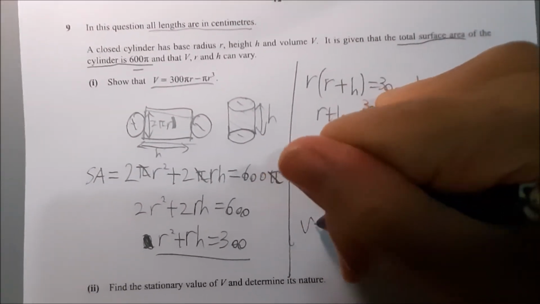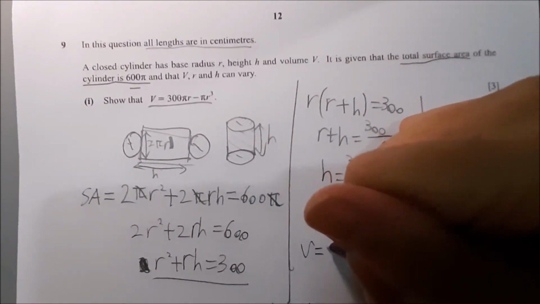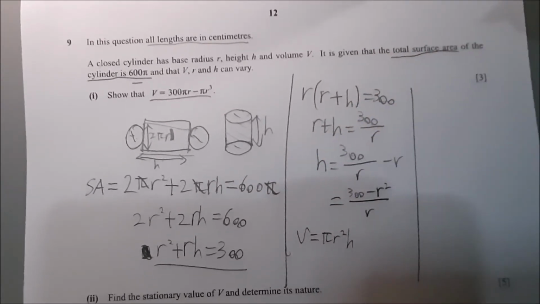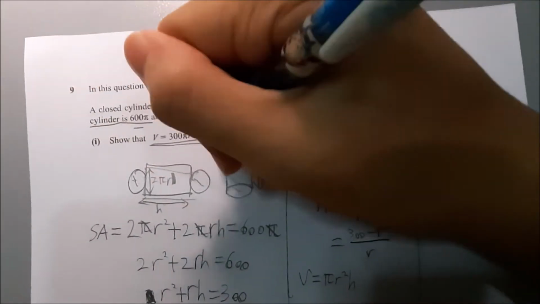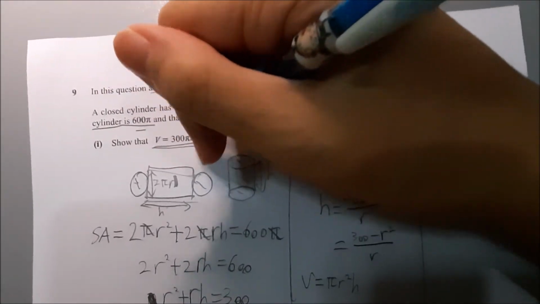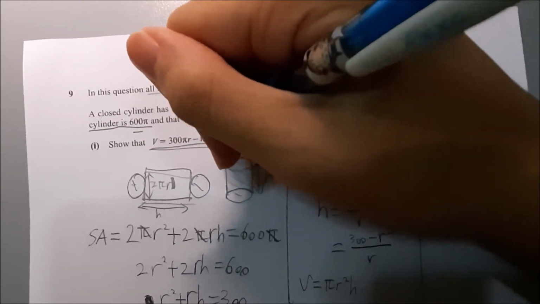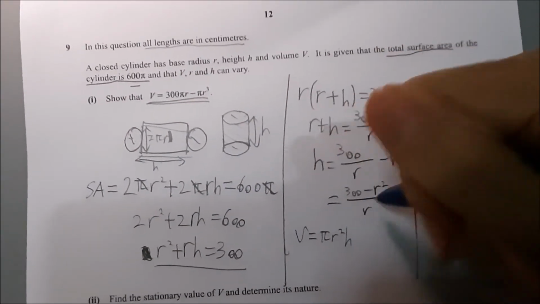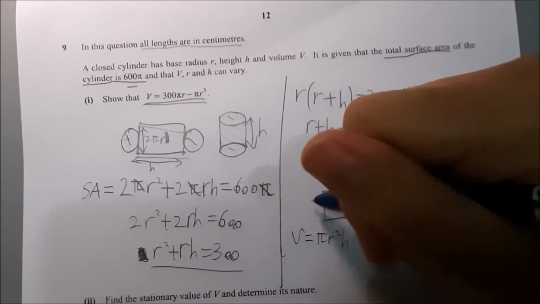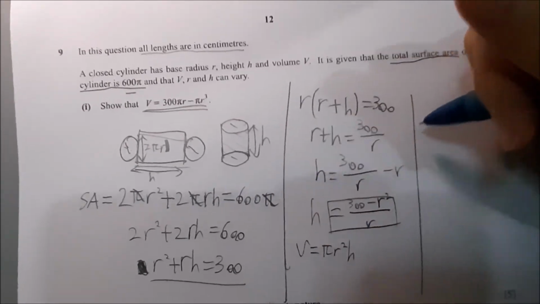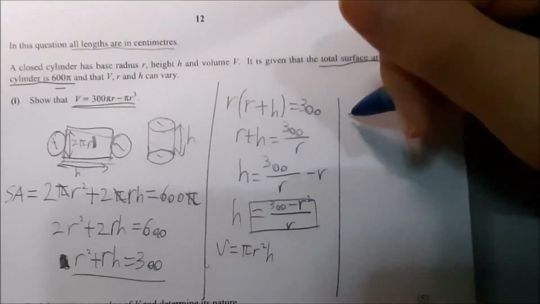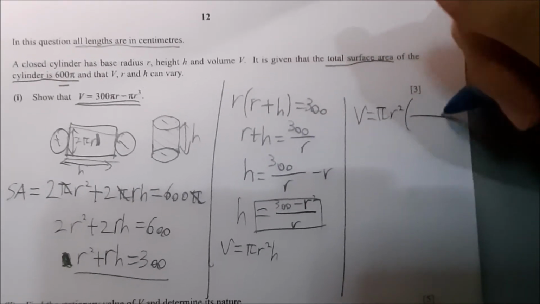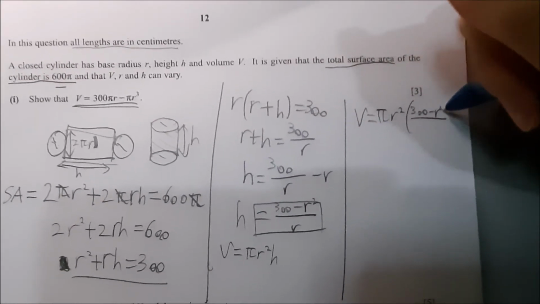So the normal equation for a volume of a cylinder would be the area of the circle times the height. And now you can see from this equation here, it says show that the volume is 300 pi r minus pi r cubed, and it does not contain any h values. So from here, you can just substitute the h value that you have found here. So since h equals that, v equals pi r squared times 300 minus r squared over r.